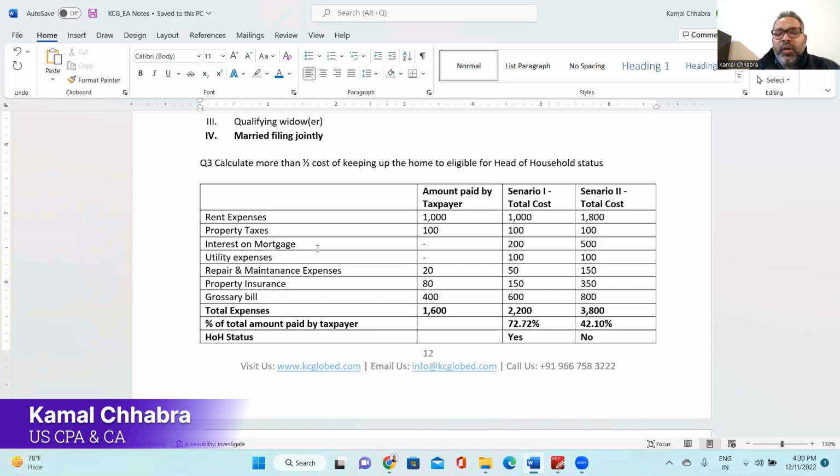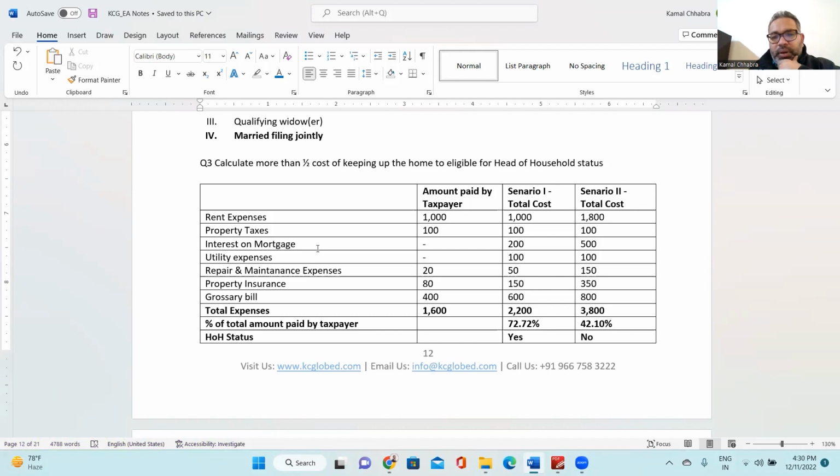If you see scenario 2, the rental expenditure is $1,800, and out of that you have paid $1,000. Property tax is $100 and you have paid $100. Interest on mortgage is $500, but you have not paid anything. Utility expense is $100, you have not paid anything. Repair and maintenance expense is $150, you paid just $20. Property insurance is $350 and you have paid $80. Grocery bill is $800 and you have paid $400. So total expenditure is $3,800, out of which you have paid $1,600.